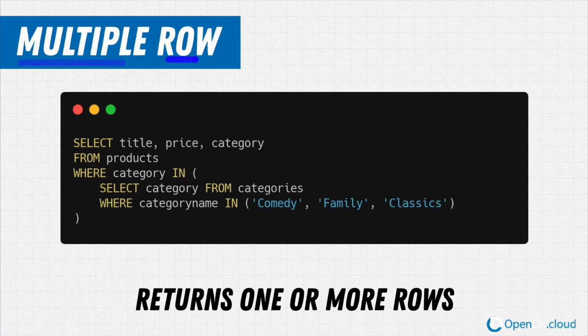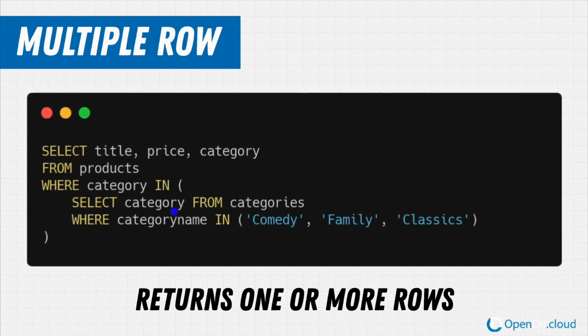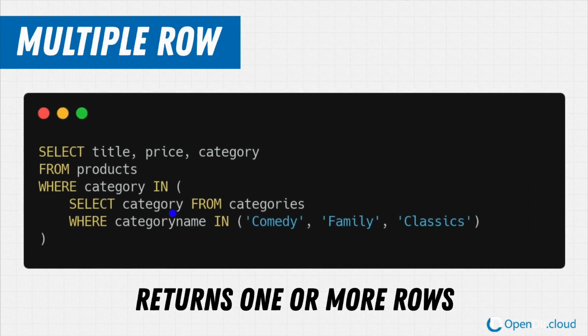Then we get into multiple row. This is where the subquery is returning multiple rows of data. It's not just a single row. And in that case, we need to use different types of operators. For instance, we could use in. Here we're checking where the category is in comedy, family, and classics. Now, I could have written the in statement against a category number sequence, but I don't necessarily know which numbers correlate to which categories. So it's easier for me to write the subquery where I check against the specific values that I'm aware of.